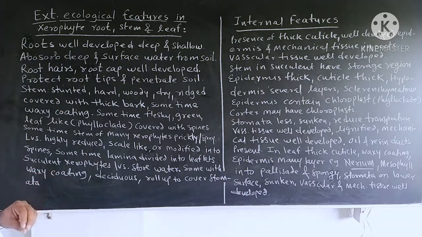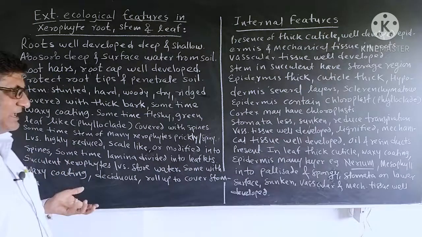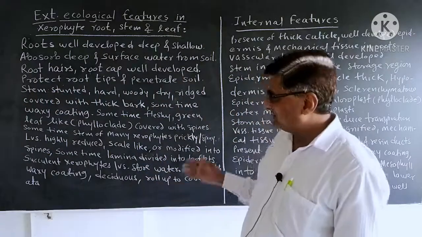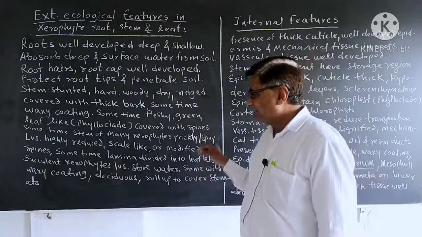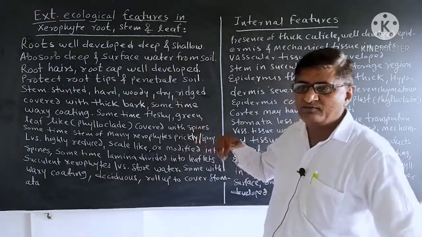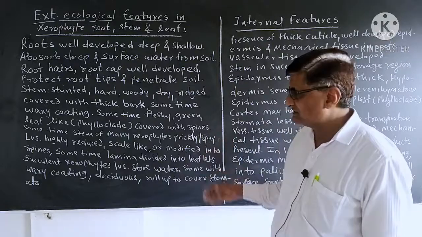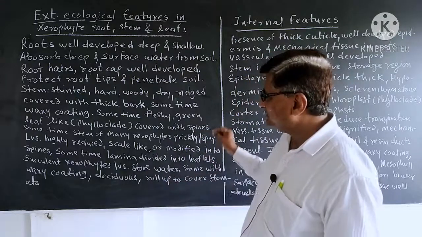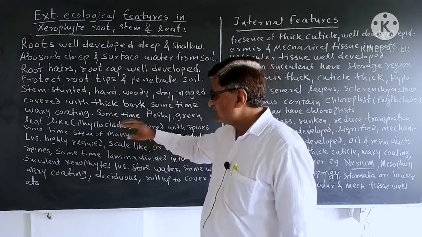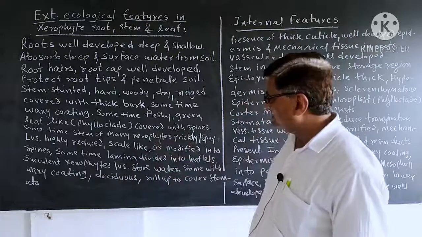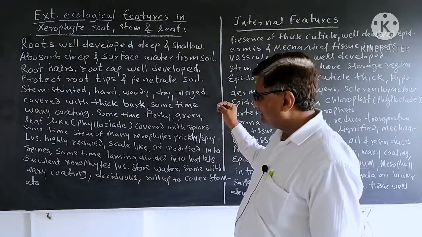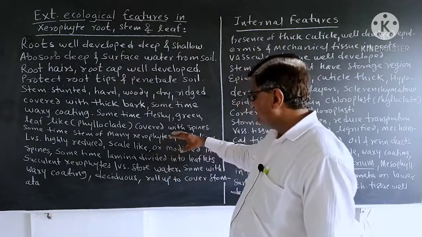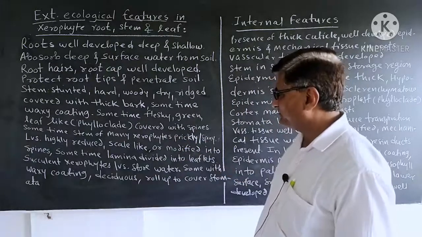In the case of fleshy xerophytes, the stem is green and leafy. Why is the stem green and leafy? Because the leaves are reduced and the stem takes over the function of photosynthesis, and that is why the stem becomes green like a leaf. Such a modified stem is called a phylloclade. This phylloclade stem contains chlorophyll pigments, and it is found covered with spines.